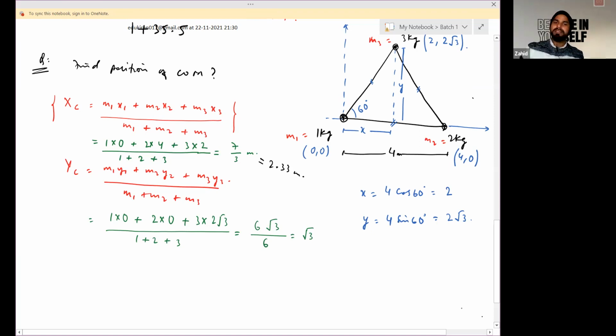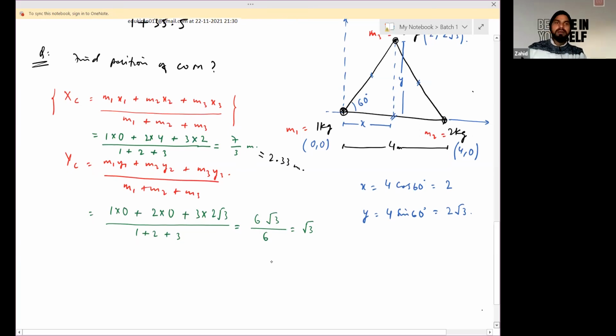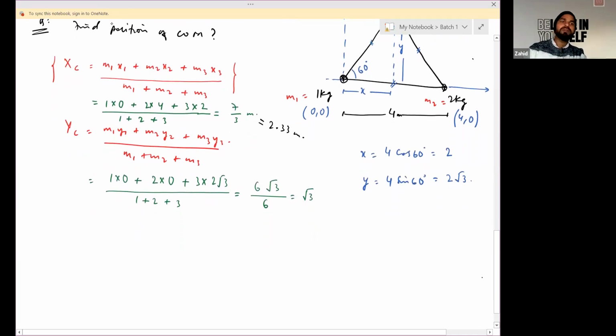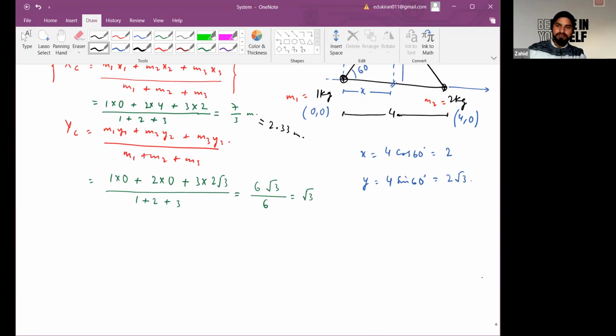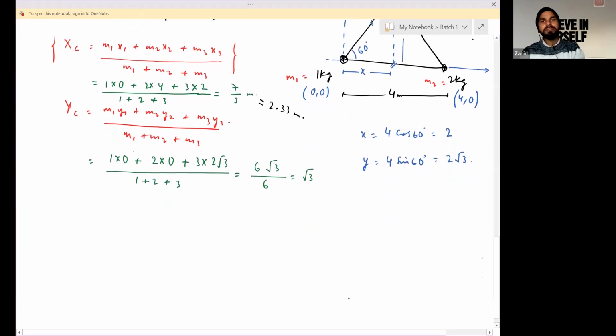You all have written till this part? Yes, sir. Hiba, do you have any doubt? No, sir. Okay. So this is how we find center of mass for a discrete particle system. Now let me define some relations for a binary system. It means a discrete particle system having 2 particles only.